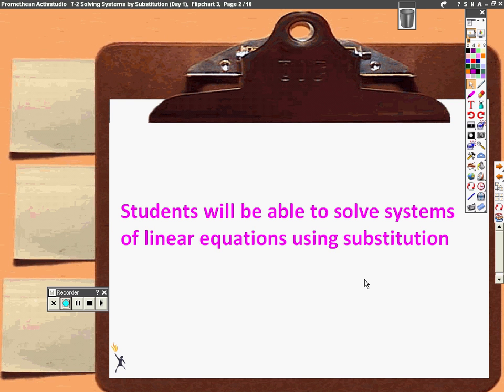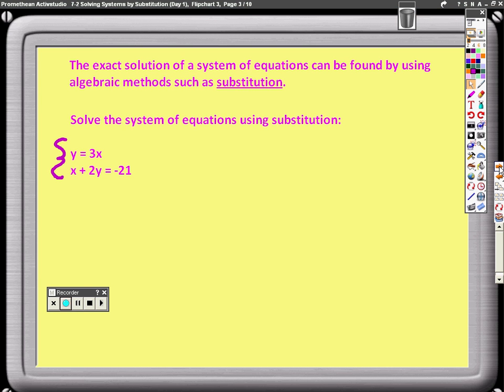Okay, we're going to review solving systems of linear equations using substitution. The exact solution for a system of equations can be found by using algebraic methods such as substitution. We've been doing substitution since the beginning of the year. It's just when you substitute a value in for the variable in an equation.